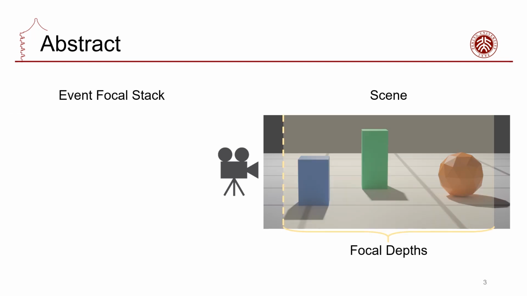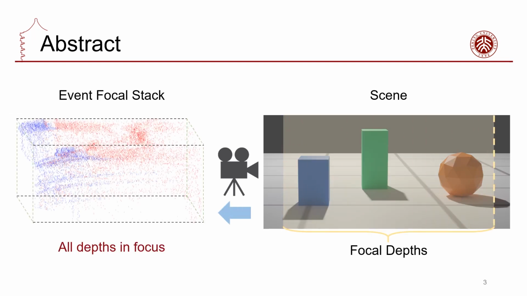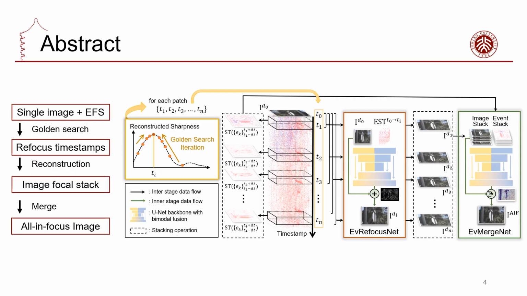In this paper, we propose capturing event focal stacks by recording the events triggered by an event camera as the focal point is moved through the scene. Due to the high temporal resolution of event cameras, event focal stacks encode information from all depths. Based on an event focal stack and a single blurry image, we design a three-stage method to achieve high-quality refocusing and all-in-focus imaging. The additional information provided by event focal stacks empowers our method to outperform other state-of-the-art methods.